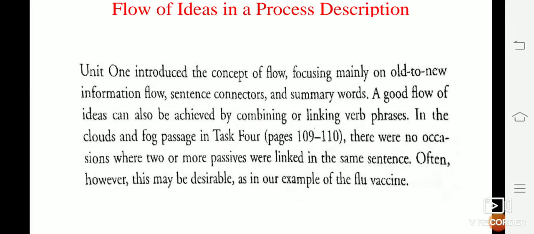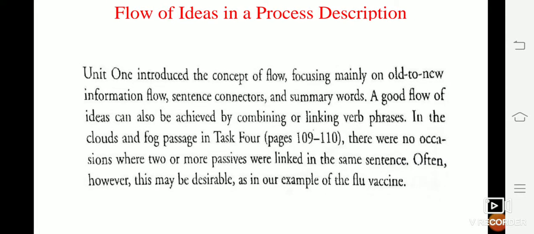We now talk about flow of ideas in a process description. Unit one introduced the concept of flow, focusing mainly on old to new information flow, sentence connectors, and some rewords. A good flow of ideas can also be achieved by combining or linking verb phrases. In the clouds and fog passage in task 4, page 109, 110, you can look at this by yourself, there were no occasions where two or more passives are linked in the same sentence. Often, however, this may be desirable, as in our example of the flu vaccine.